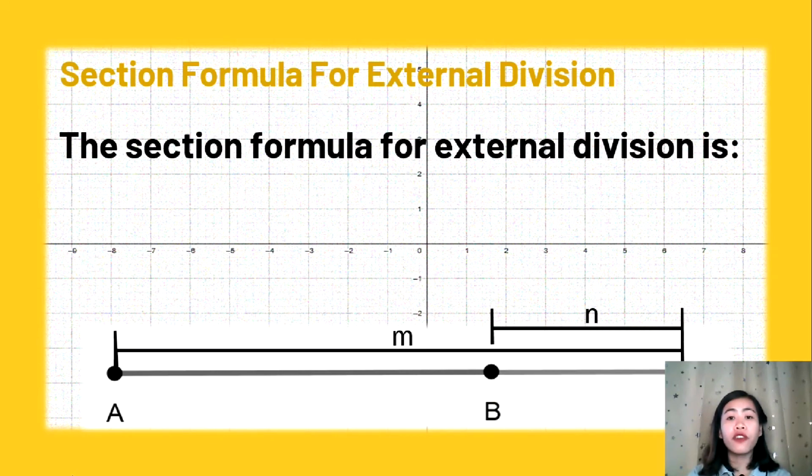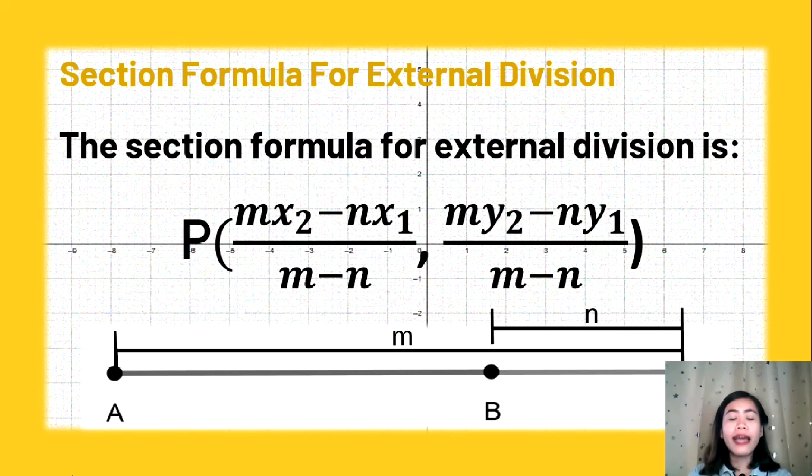Okay, the section formula for external division is, for x value, we have the product of m and x sub 2 minus the product of n and x sub 1 all over m minus n. For y value, we have the product of m and y sub 2 minus the product of n and y sub 1 all over m minus n.